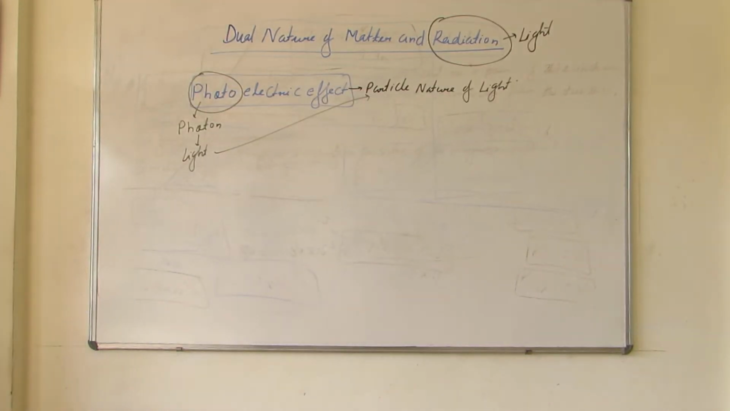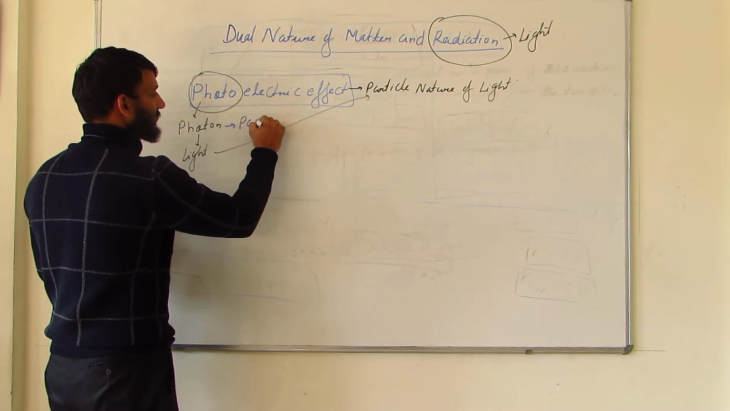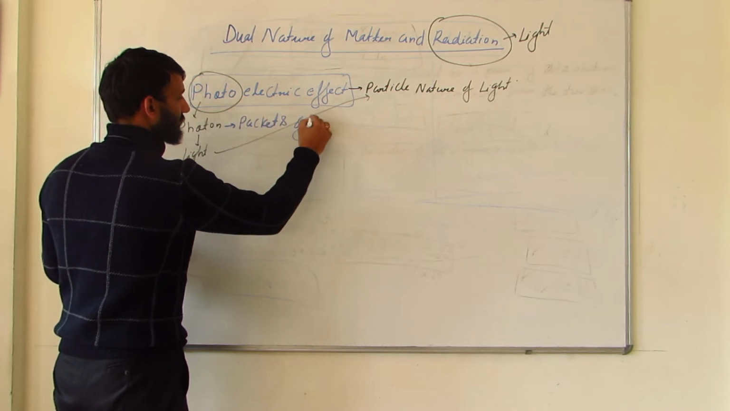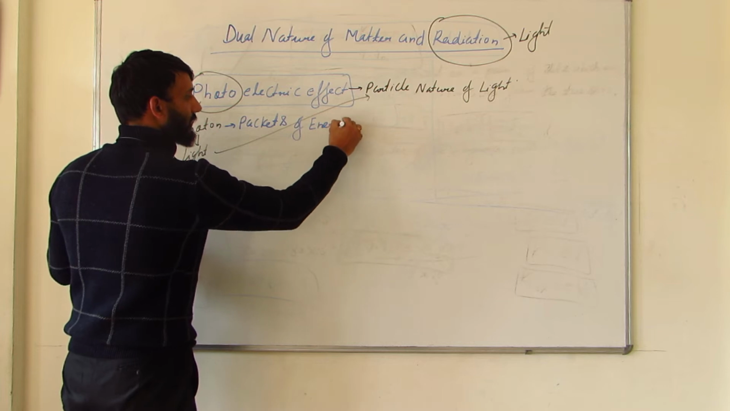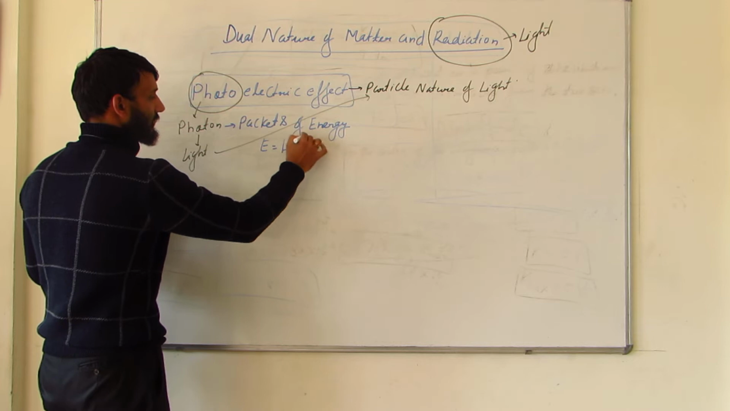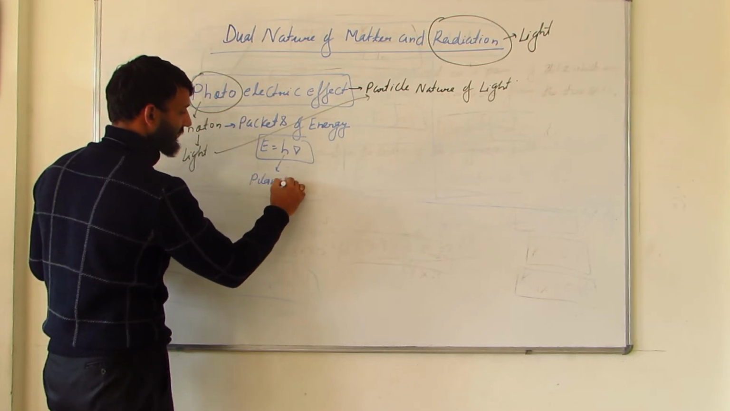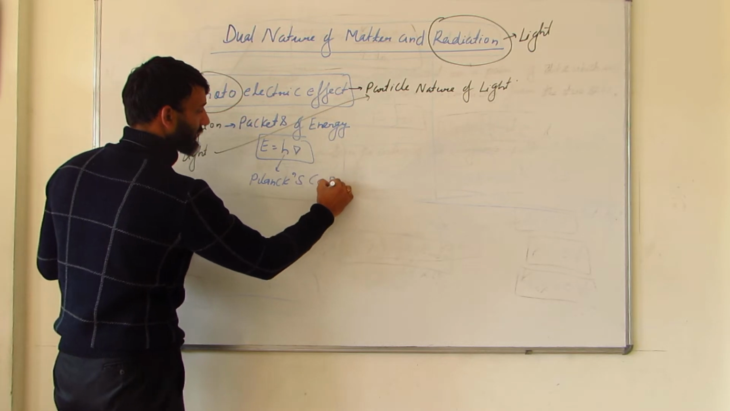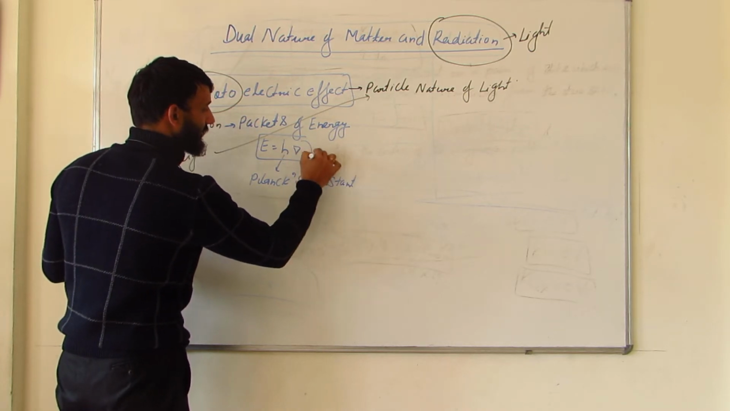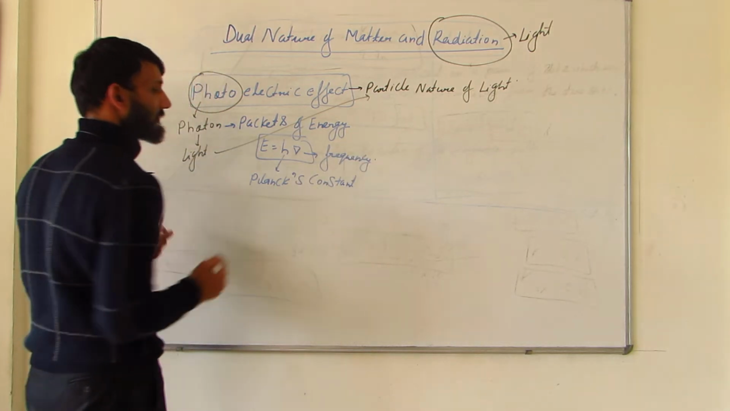Now you know that whenever light travels in the form of particle, it travels in the form of small packets of energy, and these packets of energy are known as photons. Packets of energy. And each photon has an energy of E equals h nu, where h is Planck's constant and nu is frequency. So this is how it works, right?